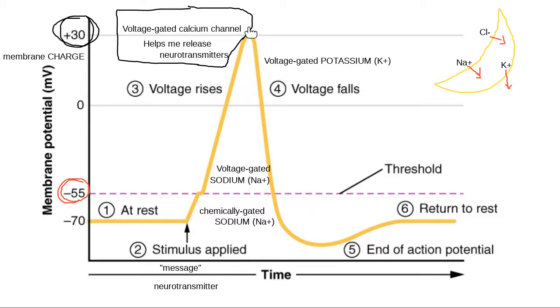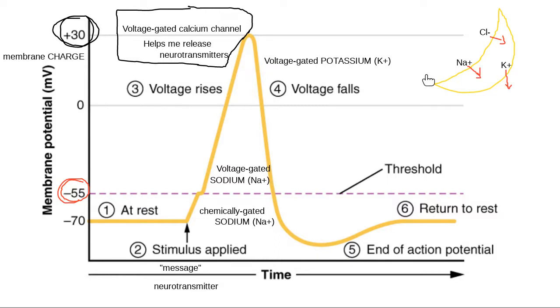So at positive 30, up here at the top, when I'm completely the wrong charge, I'm supposed to be negative 70, somehow I got out of control, I'm at positive 30, it's time to go back. A voltage-gated potassium channel moves potassium. When I open up a channel protein for potassium, is potassium going to go in or out? Which way does potassium move? In or out?